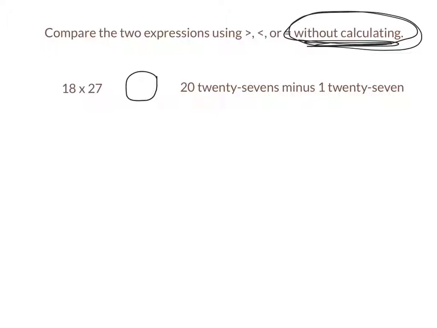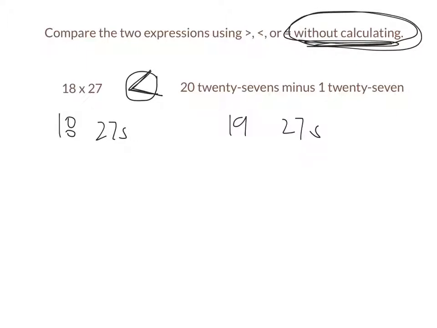Over here on the left side, we have 18 times 27, right? That's how many 27s do we have there? 18. Okay. Now over here on the right, we have 20 27s. And I'm going to take away 1 27. So how many 27s would I have altogether? 19. So over here I have 19 27s. And over here I have 18 27s. So which side's bigger, the right side or the left side? So we can show that the left side is less than the right side.